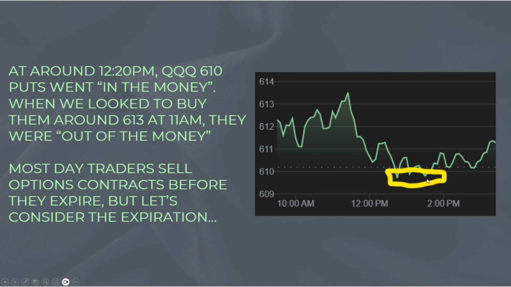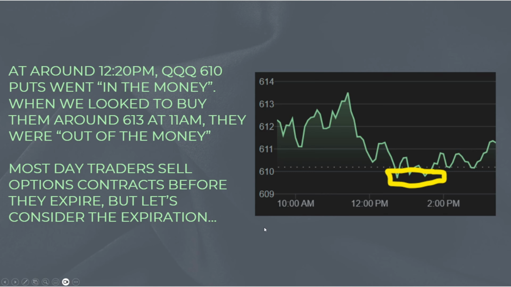Now, the interesting part, though, is that we could have sold it at any time, even before it went under 610, and we would have made quite a bit of money off of that play. That's the point I want to make here: most day traders sell option contracts well before they expire, but I do want to consider expiration.